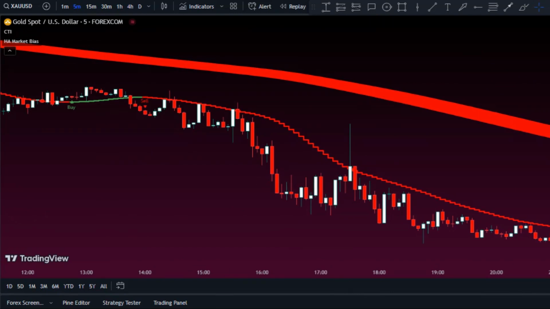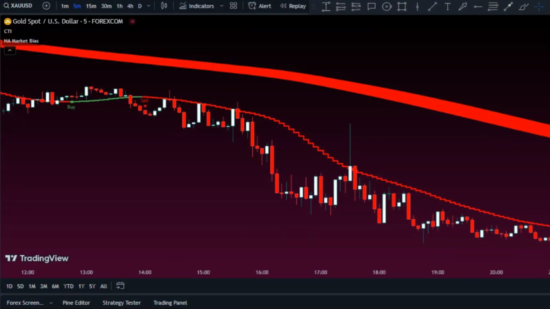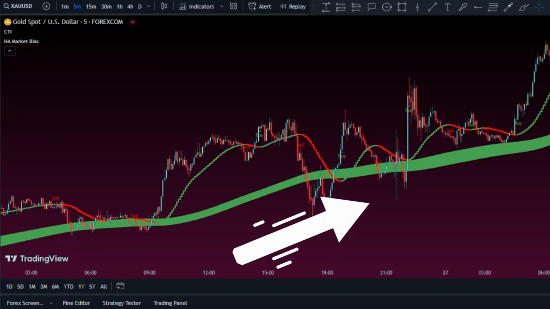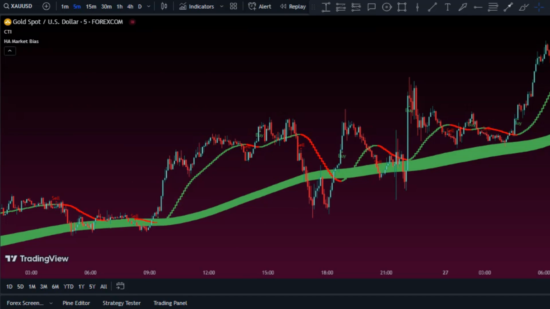Now, with these tweaks, the Market Bias indicator will help identify market momentum. So when the momentum turns down, the indicator changes to red and the candles form below it. And if the momentum turns up, the indicator color shifts to green with candles above it. This way, we can enter trades that follow momentum and the market trend.